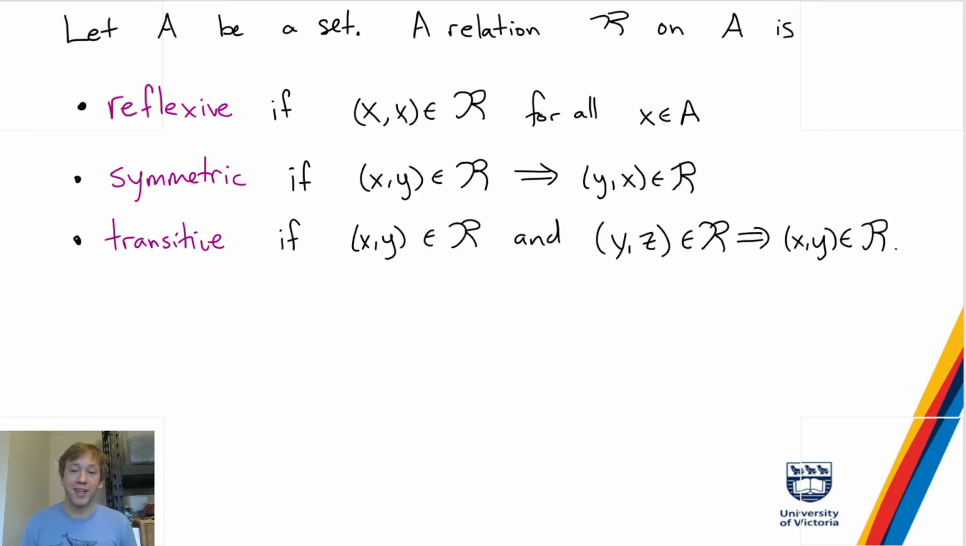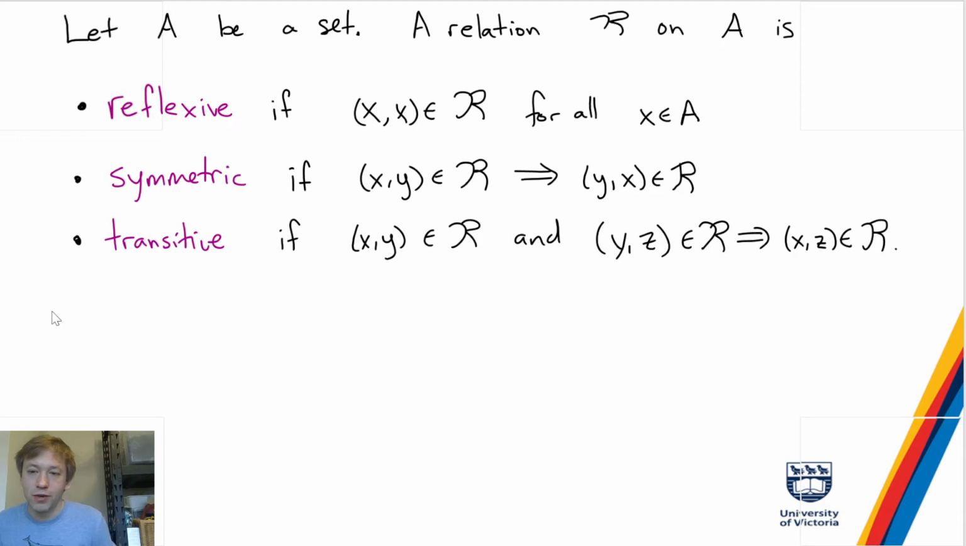The third property is transitivity. This says that if x is related to y and y is related to z, then x is related to z. Oops, I've got this wrong on the slide. Let me correct that. This should say x is related to z. I've written this again like a logical implication, but you should read this as whenever x is related to y and y is related to z, you have x is related to z. So you can kind of skip the intermediate element, y.